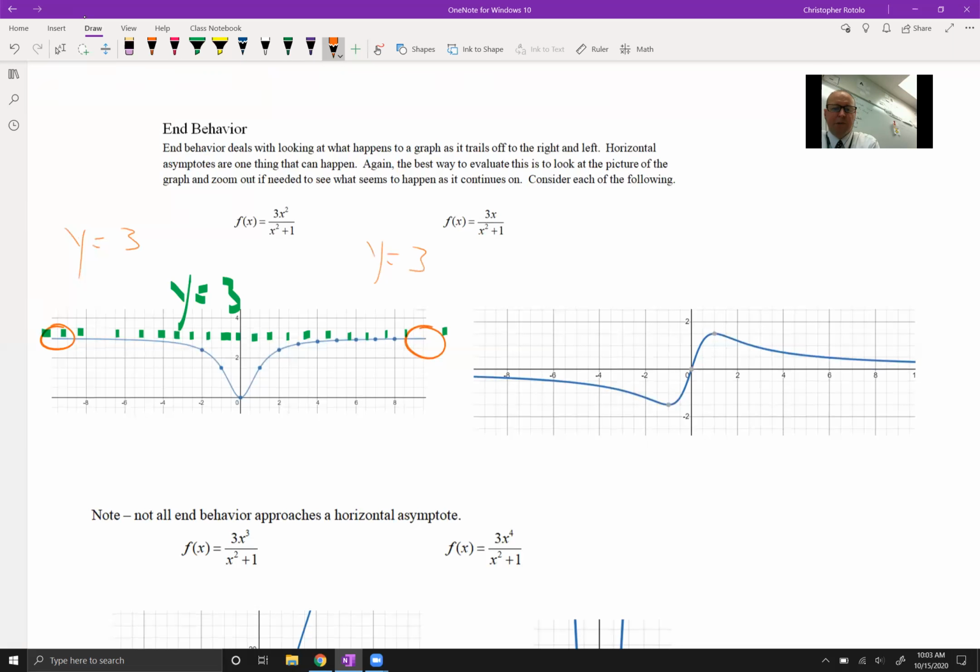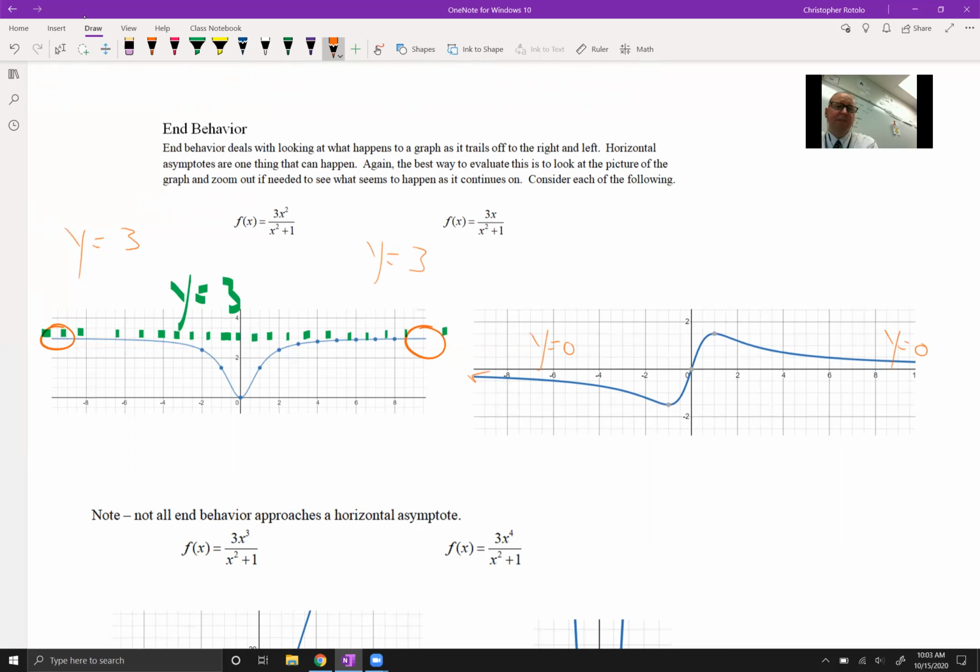So as we take a look at this one, on the left, we're going to approach 0. So the end behavior is approaching 0. On the right, we're approaching 0 again because it's coming down.